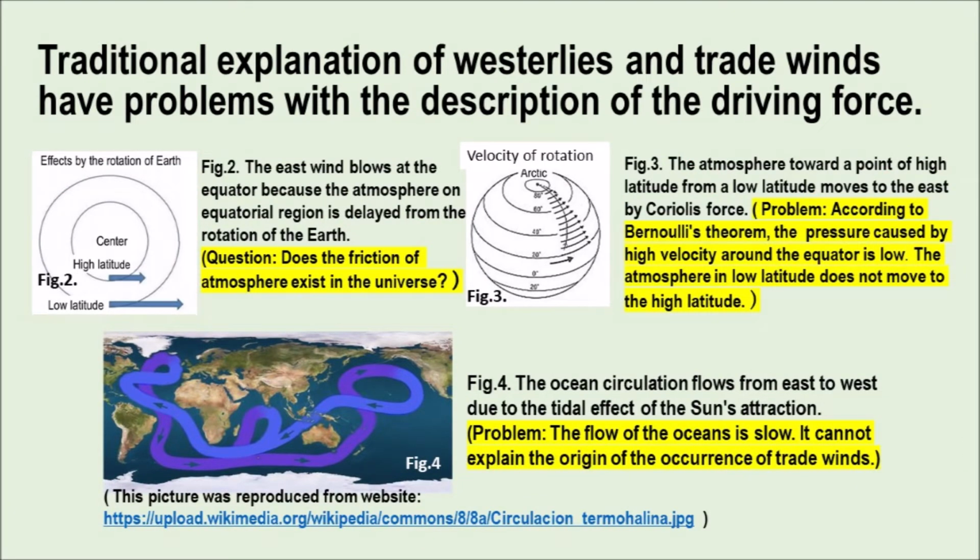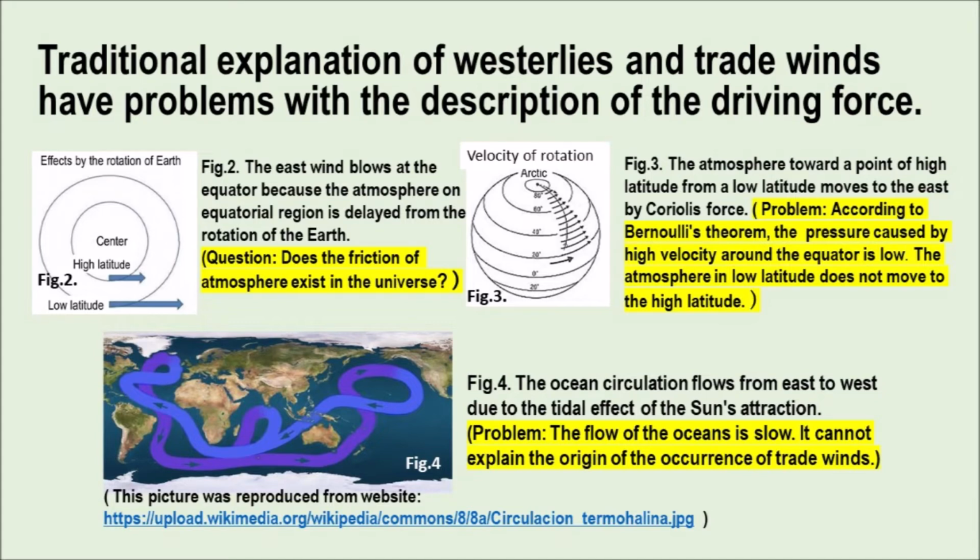Traditional explanations of westerlies and trade winds have problems with the description of the driving force. The east wind blows at the equator, because the atmosphere in the equatorial region is delayed from the rotation of the Earth. The question is, does the friction of atmosphere exist in the universe?